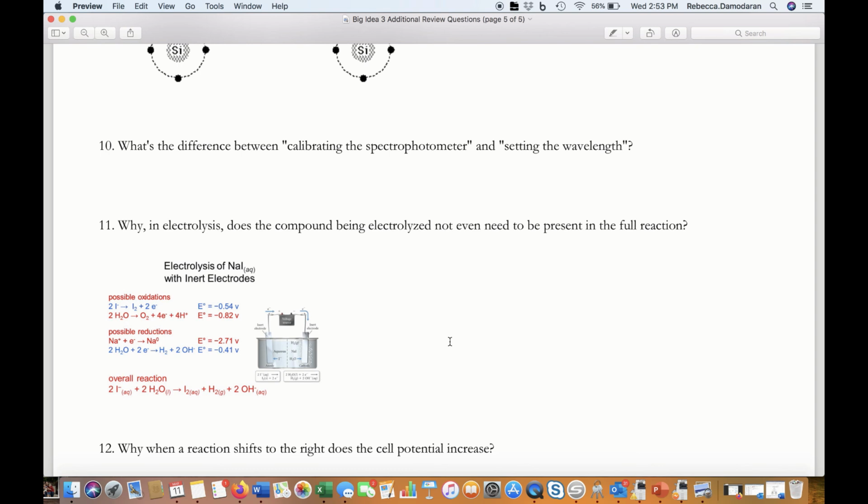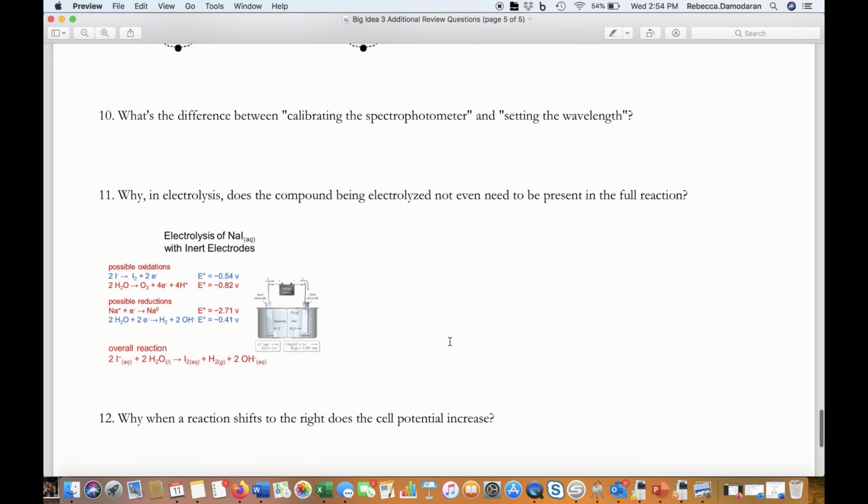So you set the wavelength, you calibrate it, meaning you basically have the machine calibrate itself. So there's really no difference. I mean, they're different processes, but you're doing it at the very beginning before you can actually use the machine.